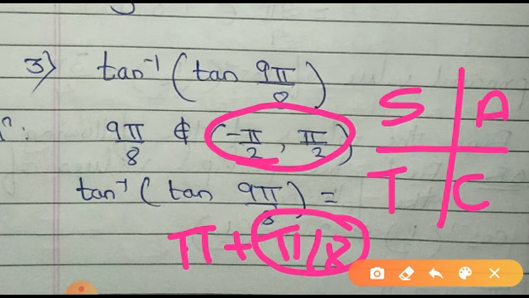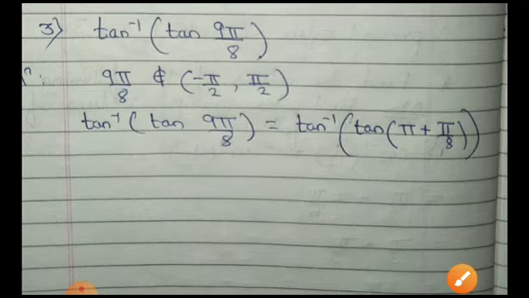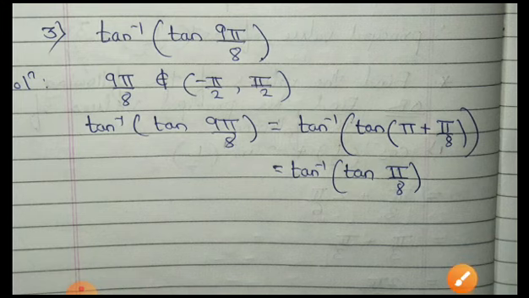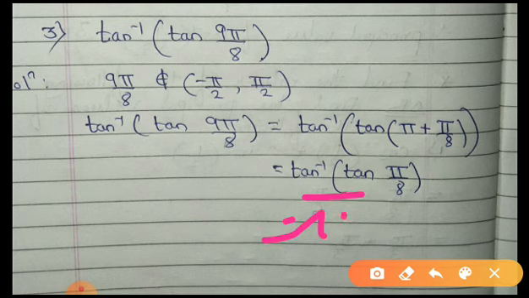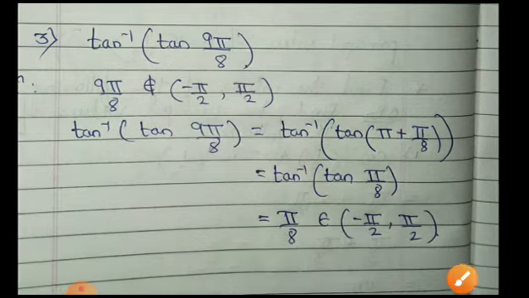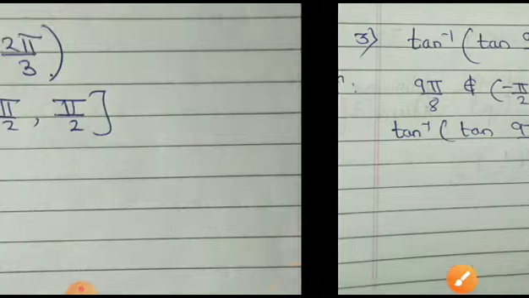Tan of pi plus pi by 8 is what? Pi plus pi by 8 is in which quadrant? Third. It is positive. So will I get tan theta itself? Yes. So instead of 9 pi by 8, I can write it as tan of pi plus pi by 8. And hence, I'll be getting tan pi by 8. And now I can cancel this tan inverse and tan, and I can write it as pi by 8. Is that clear? Since pi by 8 is the element of this interval. Hope this is clear. Okay.